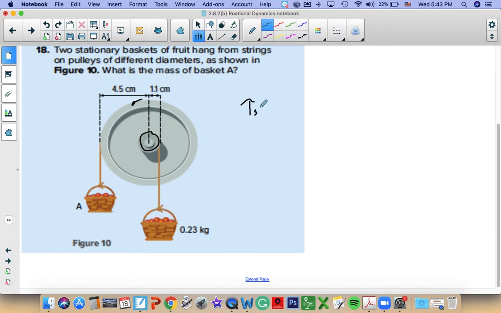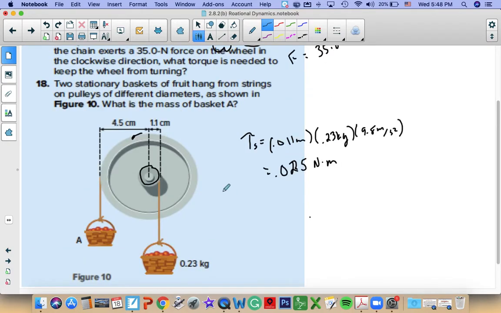So torque of the small gear there, we have a 1.1 centimeter radius, or 0.011 meters, and that is a mass of 0.23 kilograms. Oops, not 0.25, 0.23. And we have to take that times 9.8 meters per second squared due to gravity. Okay, so 0.011 times 0.23 times 9.8, which generates a torque of 0.025 Newton meters.